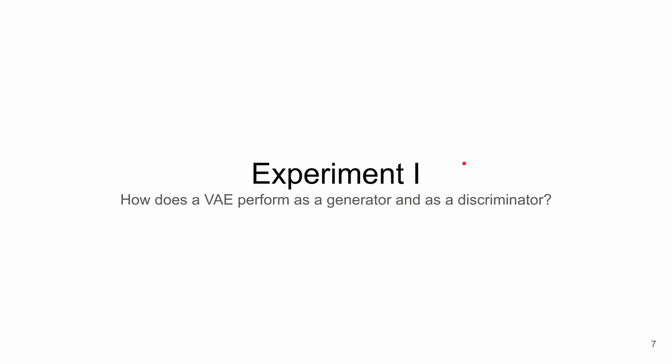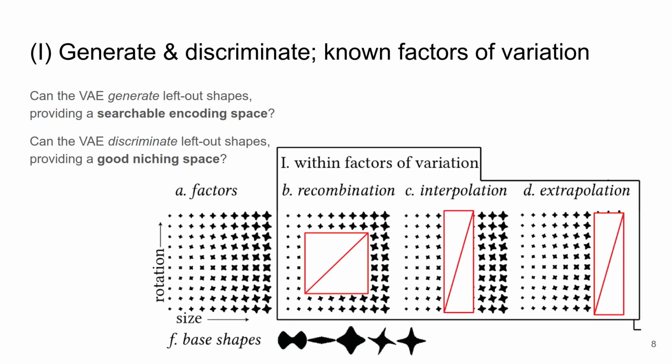So experiment 1: how does a VAE perform as a generator and as a discriminator? We used a set of base shapes, shown here in F at the bottom, and some known factors of variation, size and rotation, to create data sets on which we train the VAE. Then within these factors of variation, we define 3 tasks: recombination, interpolation, and extrapolation. Recombination: here we have a holdout set of shapes that are not used for training, but we have examples for all values of the feature space or the known factors of variation. In the interpolation case, we leave out an entire range of values for one of the factors of variation.